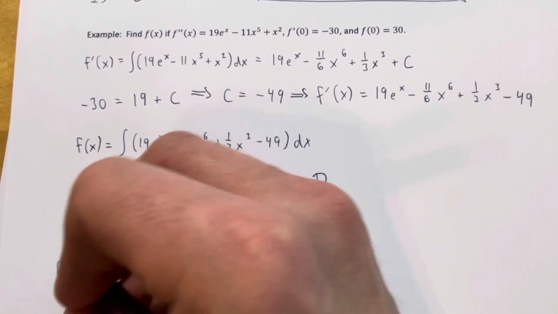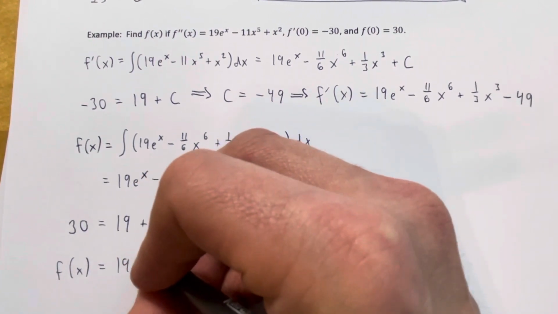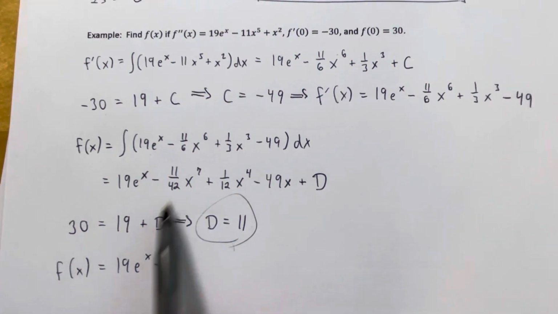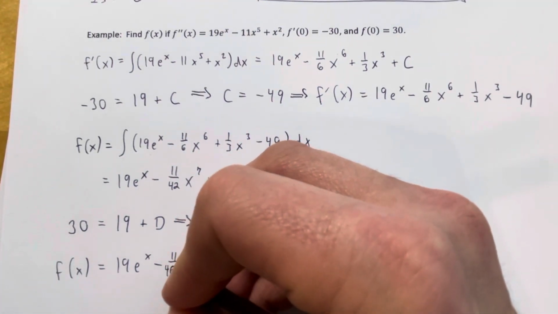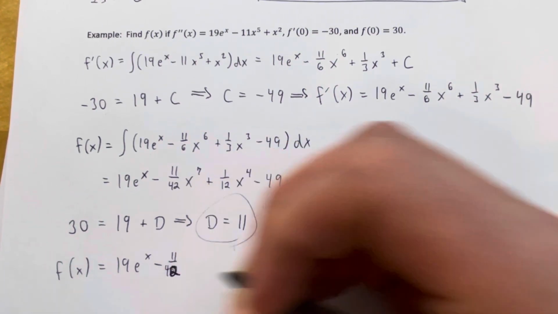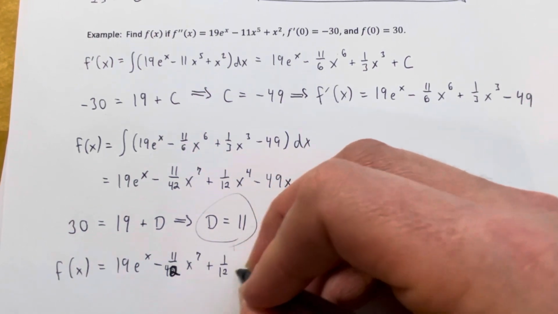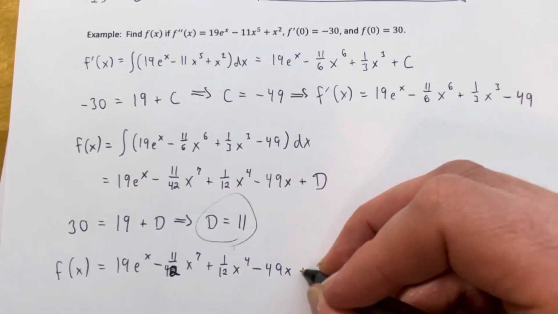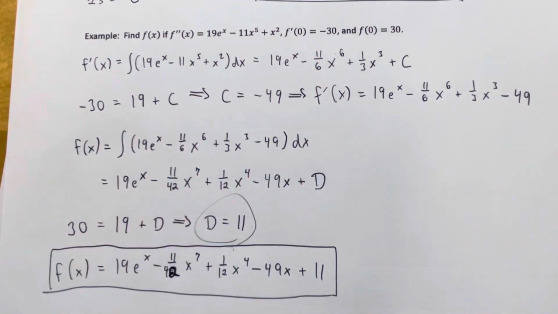f of x is equal to 19 e to the x minus 11/6. Sorry, I'm using the wrong function. I should be using this one. Not 11/6, but 11/42. 11 over 42. It's a little bit sloppy, but x to the 7th plus 1/12 x to the 4th minus 49x, and then finally plus that 11 that we just found. So there is my f of x.